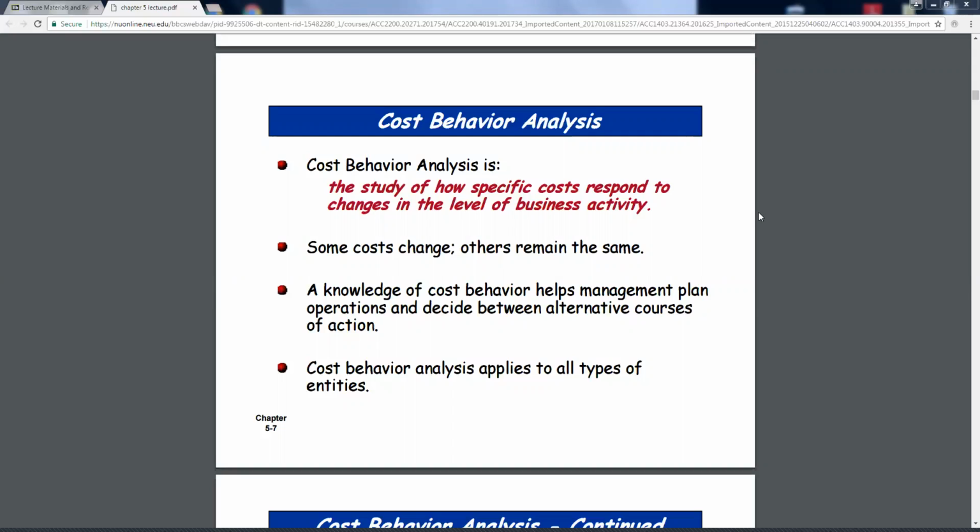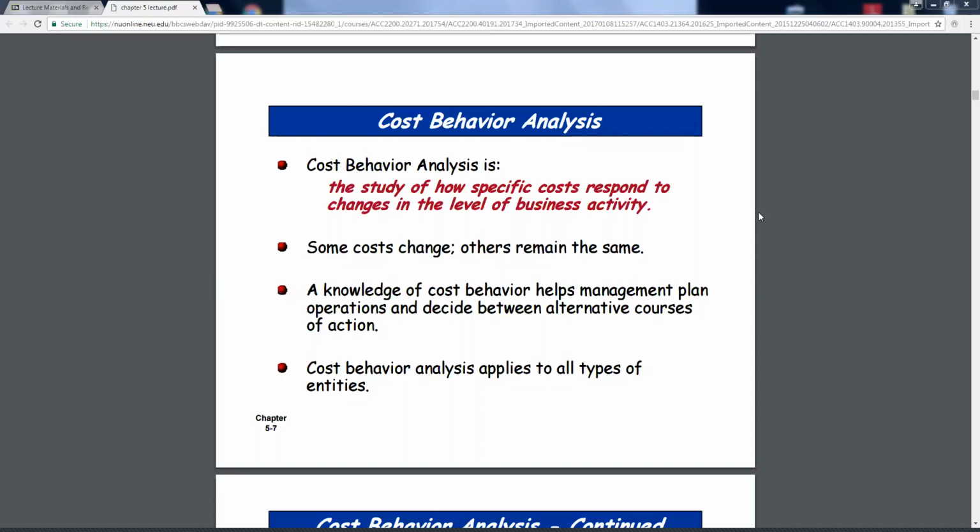Essentially, this is a study of how specific costs respond to changes in level of business activity. That is, do they increase, do they decrease, or do they remain constant? In our model, cost will do one of three things. If it remains constant, we're going to call that a fixed cost. If it increases or decreases with level of activity, we'll call that a variable cost.